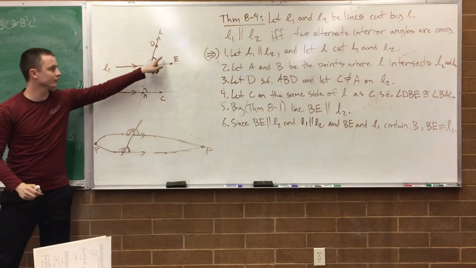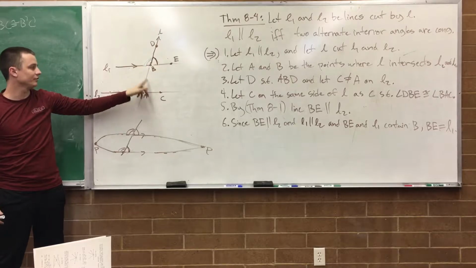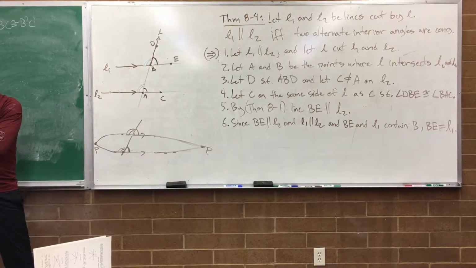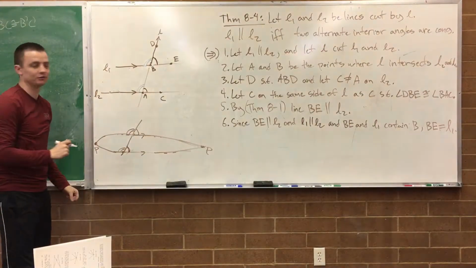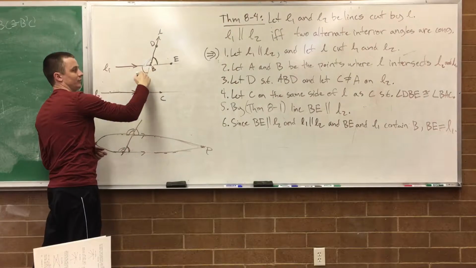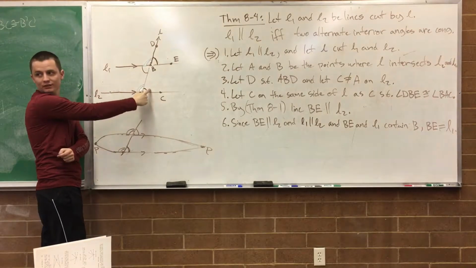So I know this angle is the same as this angle. I'm trying to show this angle is the same as this angle. Use the vertical angles there. Yeah, vertical angles. Vertical angles are congruent. This angle is congruent to this angle. So this is congruent to this is congruent to this.